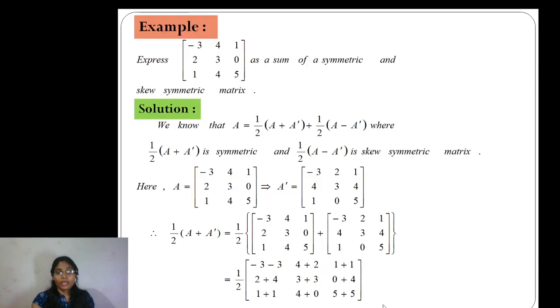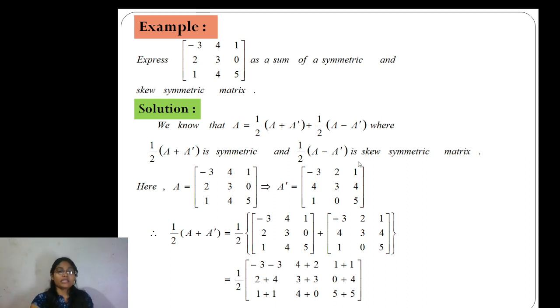Next, examples. Express the matrix minus 3, 4, 1; 2, 3, 0; 1, 4, 5 as a sum of a symmetric matrix and a skew symmetric matrix. Very important solution. We know that capital A, from the theorem we just learned, equals half into A plus A transpose plus half into A minus A transpose, where half into A plus A transpose is symmetric and half into A minus A transpose is a skew symmetric matrix.